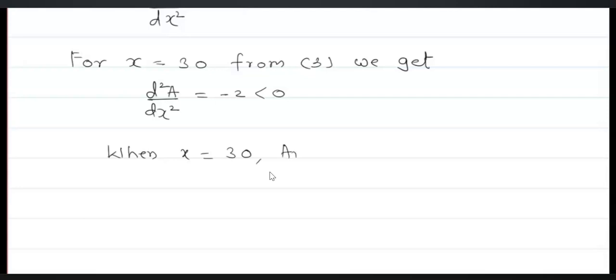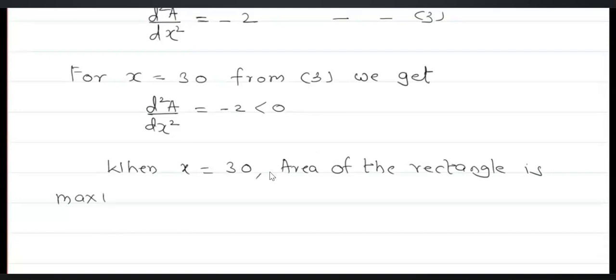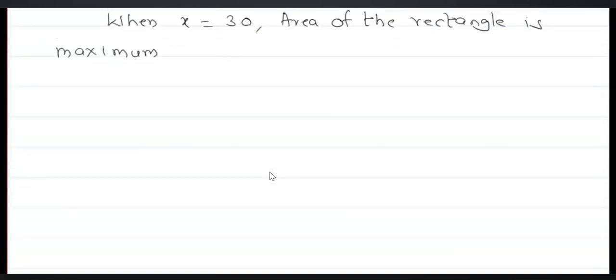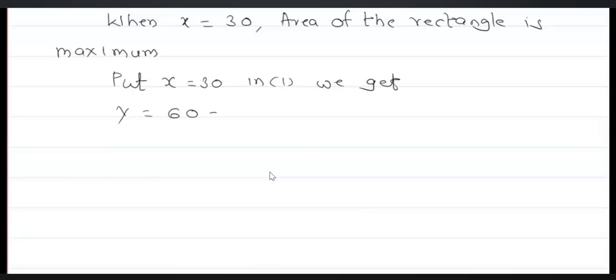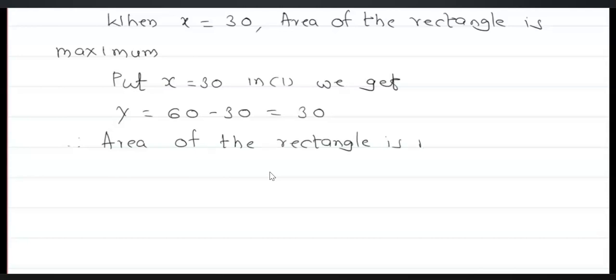When x is equal to 30, A, the area of the rectangle, is maximum. Put x equals 30 in 1, we get y equals 60 minus 30, that is equal to 30. That is, the area of the rectangle is maximum at these two values. That is, length and breadth both are equal.